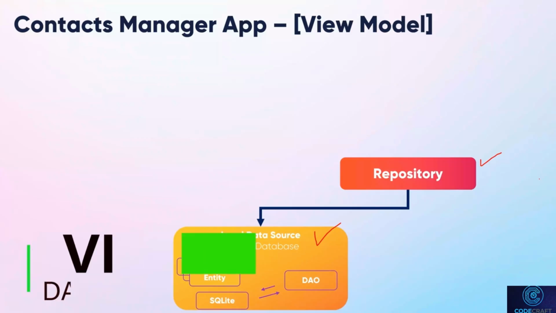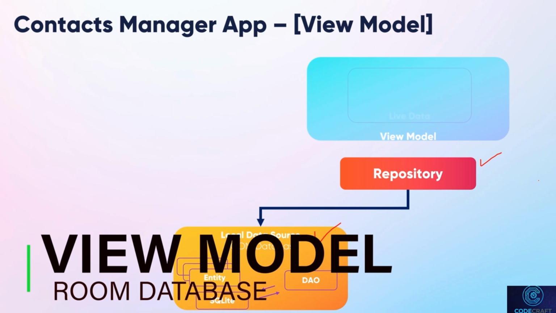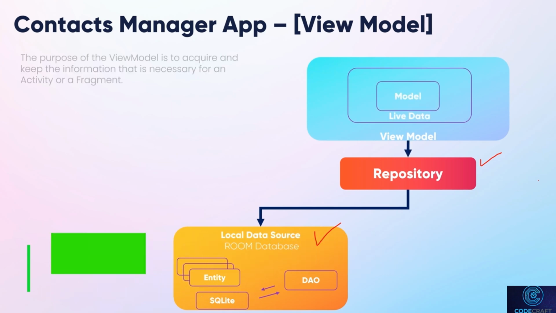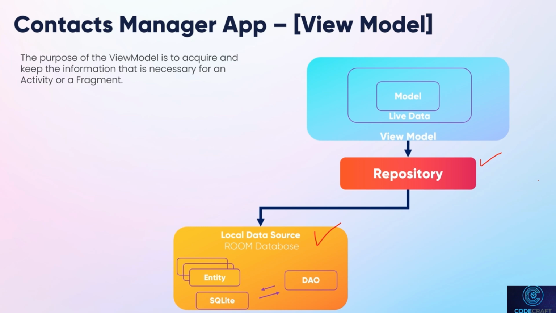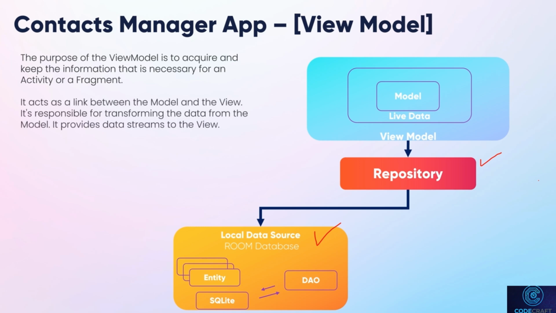We created the room database and the repository. In this video, we'll create the view model. The purpose of the view model is to acquire and keep the information that is necessary for an activity or a fragment. It acts as a link between the model and the view.